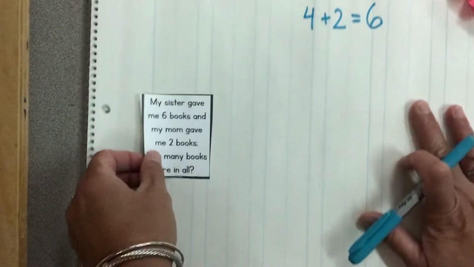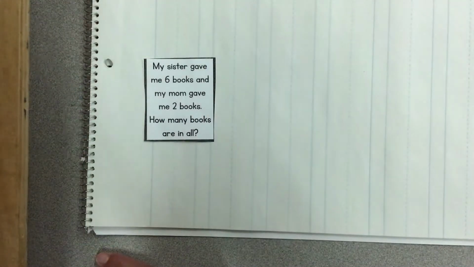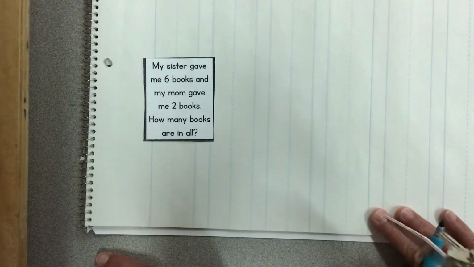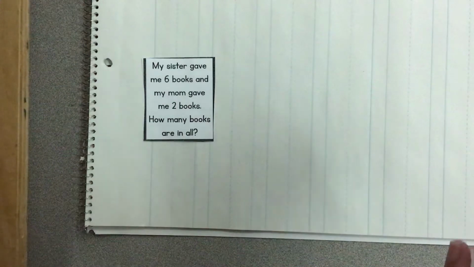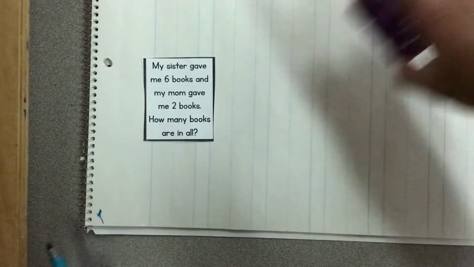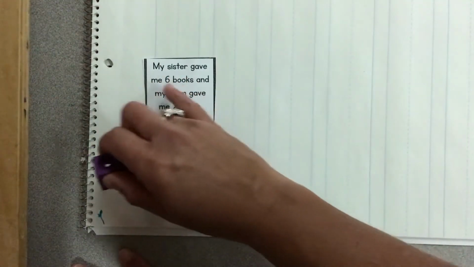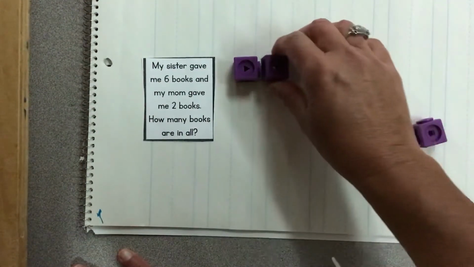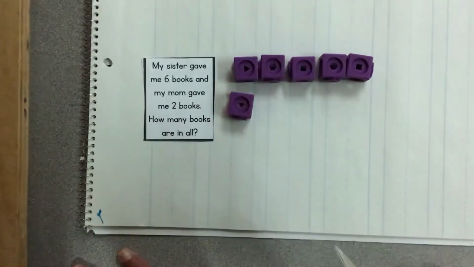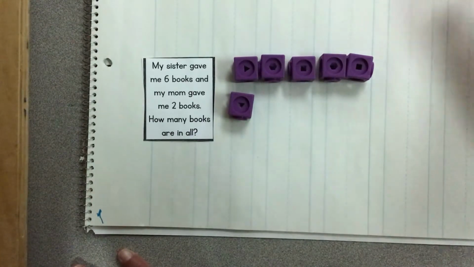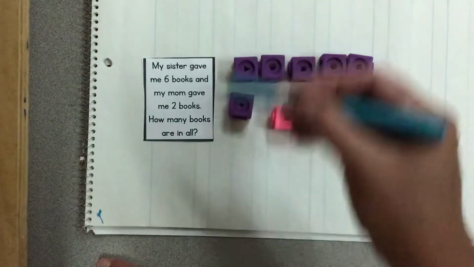Okay, we're going to do this one. My sister gave me 6 books and my mom gave me 2 books. How many books are there in all? So I have 2 groups. So I'm going to make my 2 groups of books. I'm not going to go get books off the shelf. I'm going to use my cubes to represent my books. So my first group is my sister gave me 6. So my sister gave me 6 first. 1, 2, 3, 4, 5, 6. And my mom gave me 2. 1, 2.